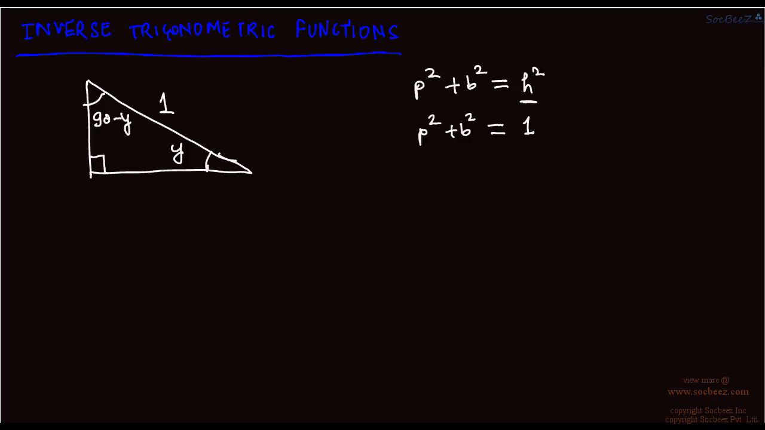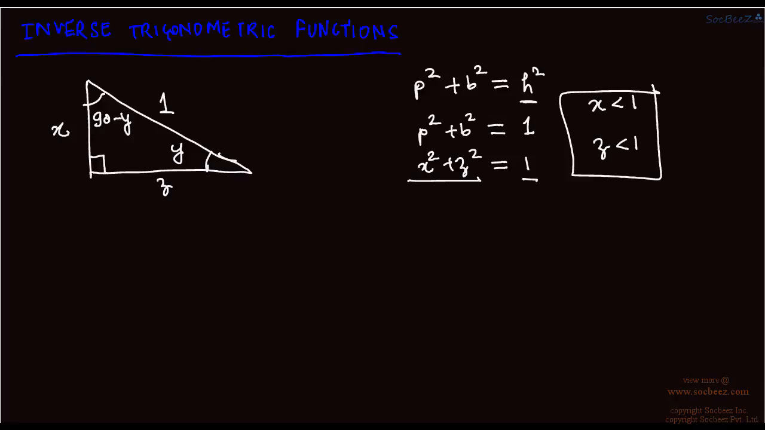That's why. Now, this is y, this let's say x, and this is let's say z. So x square plus z square is equal to 1. Now, x should be less than 1, of course, and z should be less than 1 in this case, because the square of these two will make 1, so they should be less than 1. Now, we are clear in this, okay? And of course, x should be greater than minus 1 because it is a side, but we are going to see that.